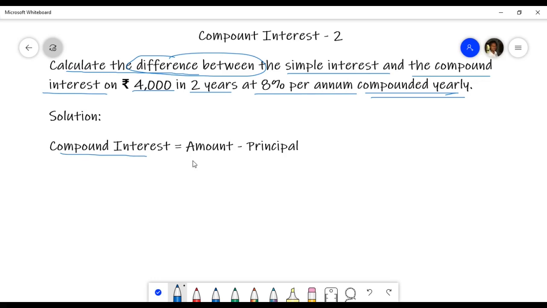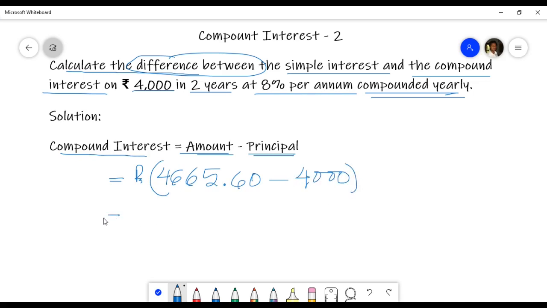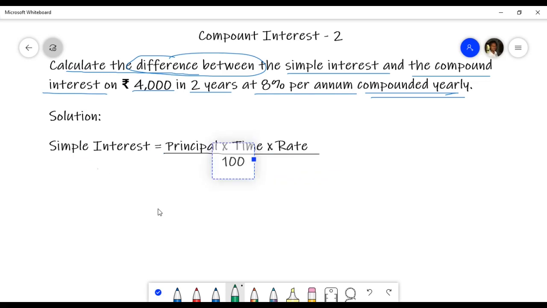What is the next step? We have to find the compound interest, right? And you know the formula to find compound interest: amount minus principal. We'll just replace the values of amount and principal. You remember that this principal is the initial principal. After we replace the values and subtract these two values, we will get the compound interest as rupees 665 and 60 paise. So 665 rupees and 60 paise is the compound interest for 2 years.